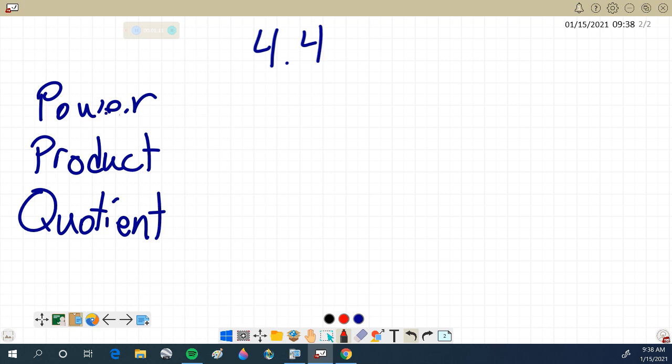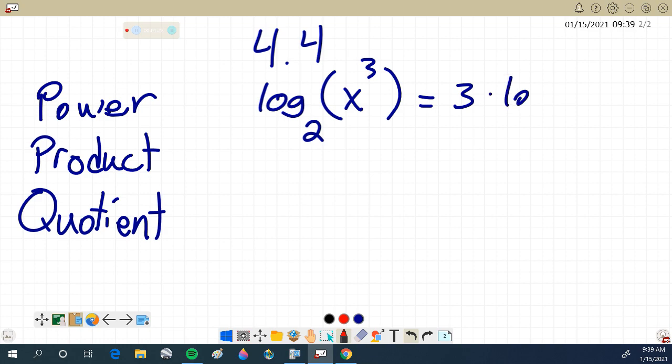So the power rule says if I have log base 2 of x to the third, that is exactly the same thing as 3 times log base 2 of x. So what the power rule says is if you have an exponent inside the logarithm, then you can move that exponent out front and turn it into a multiplication problem.